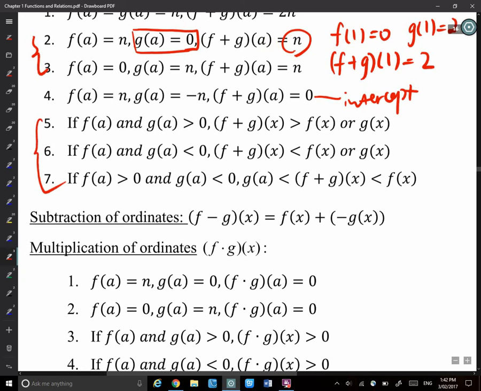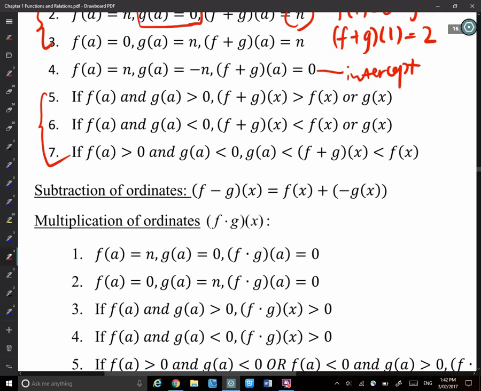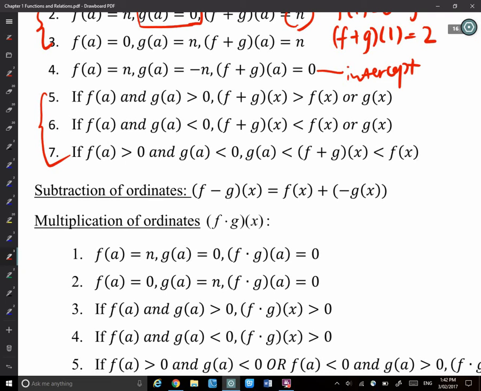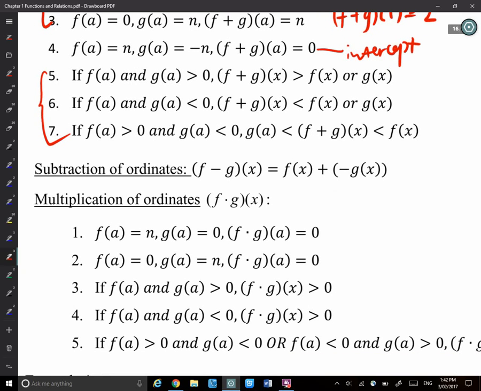And the next three things are general. If f(a) and g(a) are both greater than 0, then your sum of functions must be greater than both graphs. If you have f(a) here, g(a) here, your result graph must be above those graphs because you add them. If they are both smaller than 0, when you add them, the result needs to be lower than both graphs. If one is greater, one is smaller than 0, the result graph will be in between.